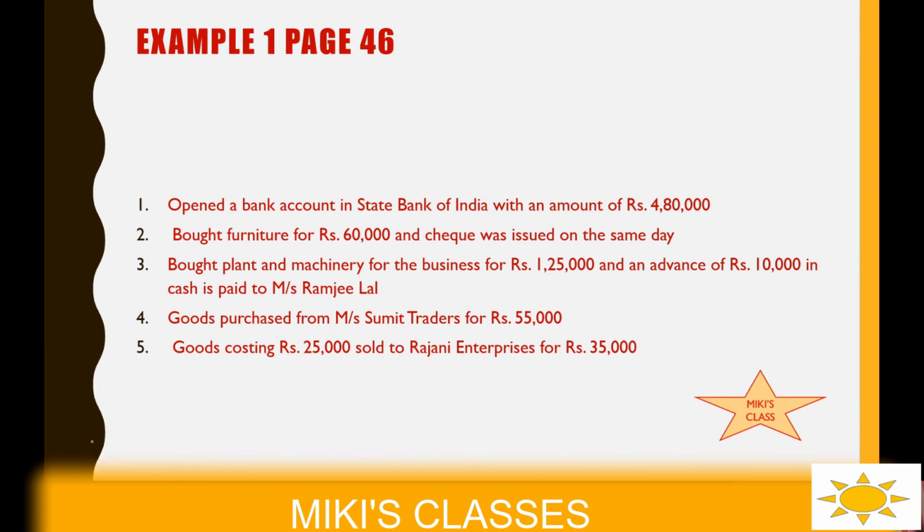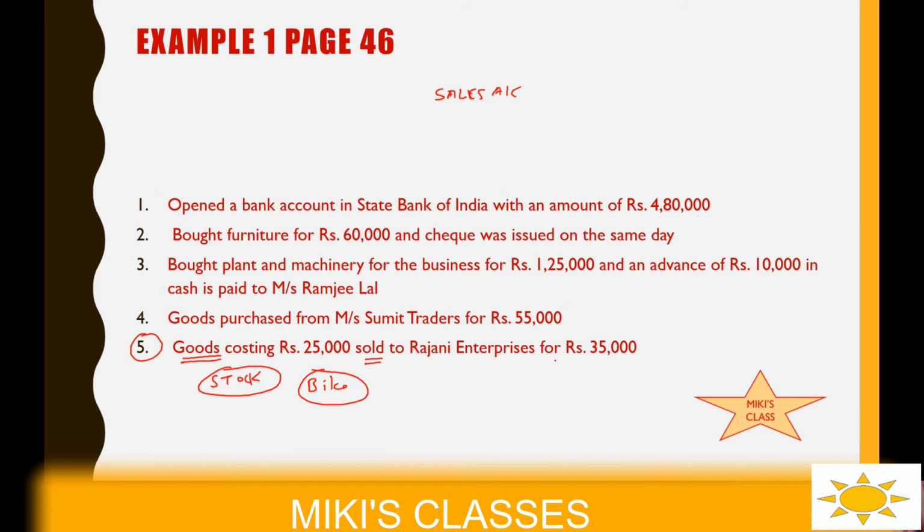So now let us go to the final example, which is example number 5. Goods costing 25,000 sold to Rajani Enterprises for 35,000. So we have this word goods here, which means we are dealing with our inventory, our stock, like we have discussed. We have just assumed that we're into the business of buying and selling bikes, right? So goods costing 25,000 sold, which means one of the accounts involved is the sales account, correct? Because the word sale is there.